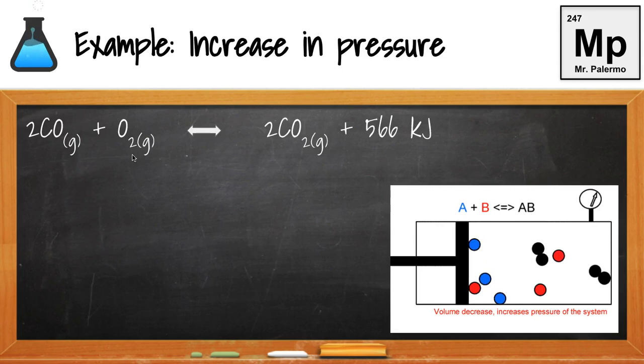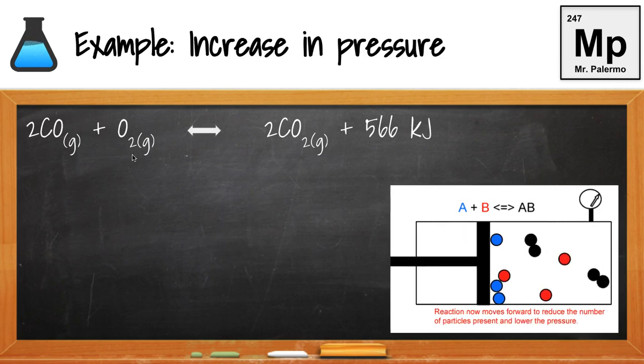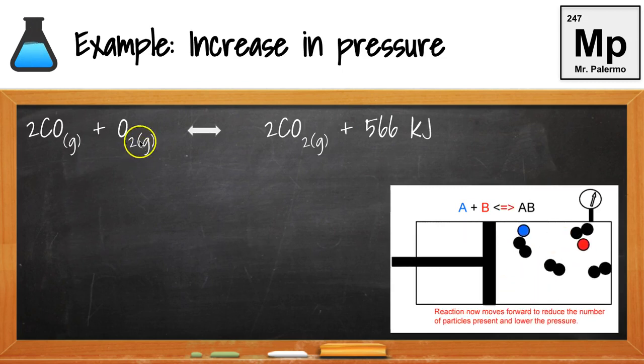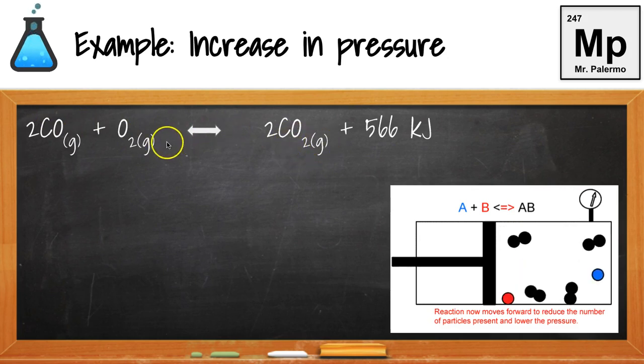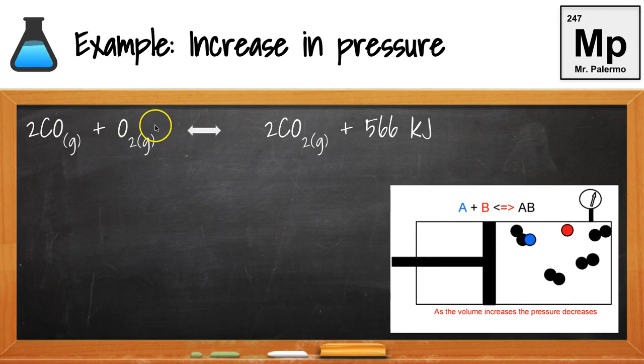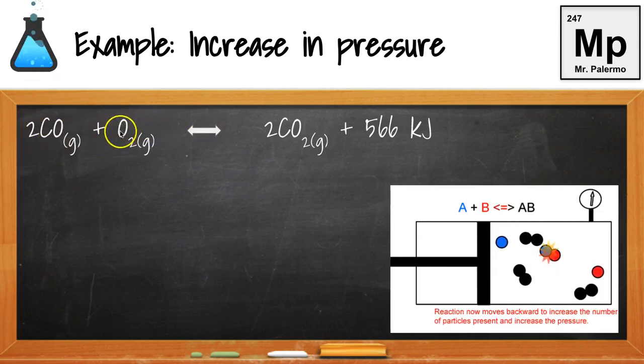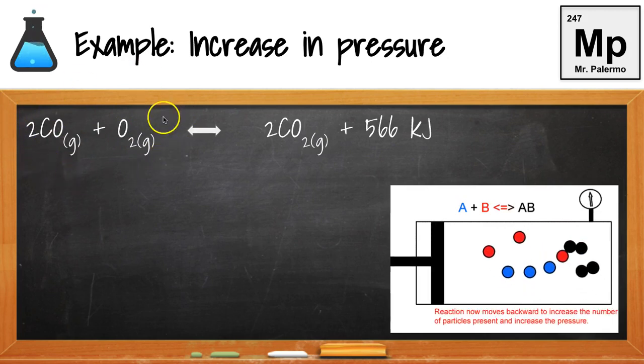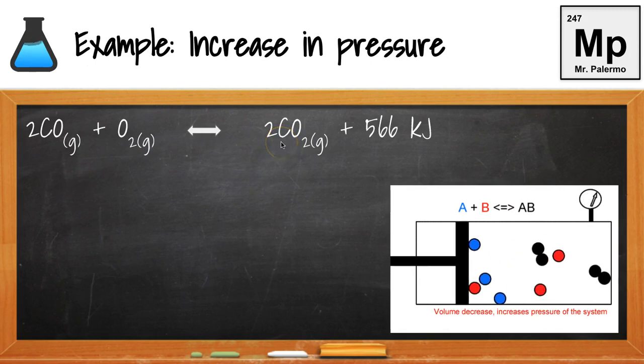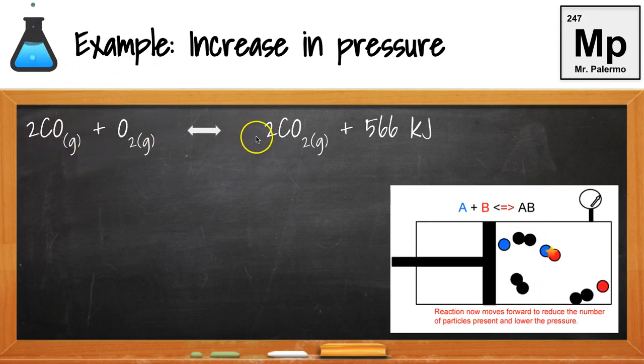So let's see an example. If we increase the pressure, what's going to happen? So first, look at the reaction. We see that we have gas involved, so we know that pressure is going to affect this reaction. On the left-hand side, we have 2 moles of CO and 1 mole of oxygen, so a total of 3 moles of reactants and only 2 moles of our products. So overall, the reactant side is going to be affected more than the product side.